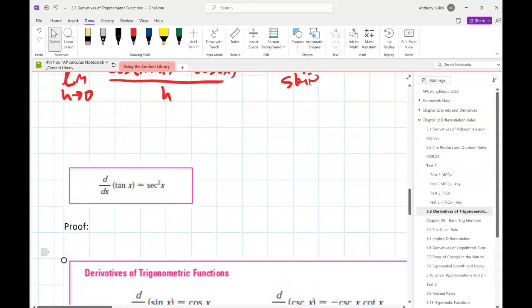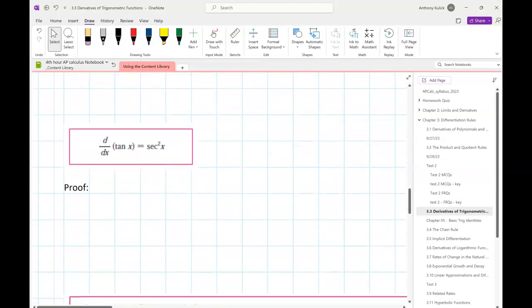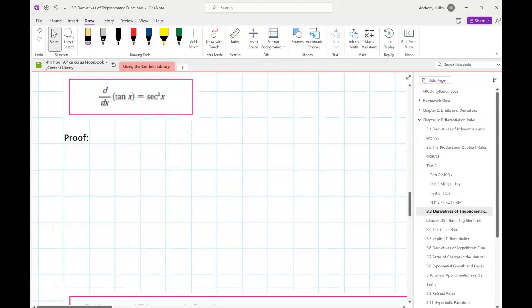The next identity we have is the derivative of tangent is secant squared. How are we going to prove this one? Sure we can. This one we're going to do.